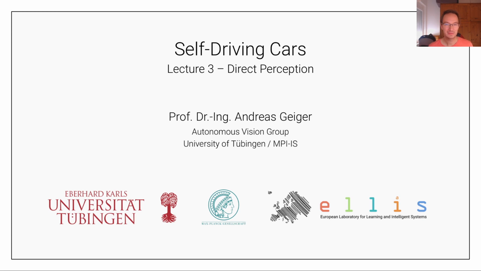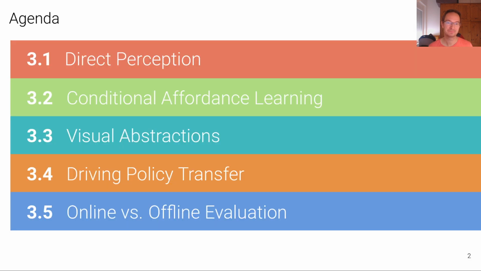Welcome to Self-Driving Cars, lecture number 3. This lecture is on direct perception, and it's structured into 5 units. In the first unit, we're going to introduce the concept of direct perception.